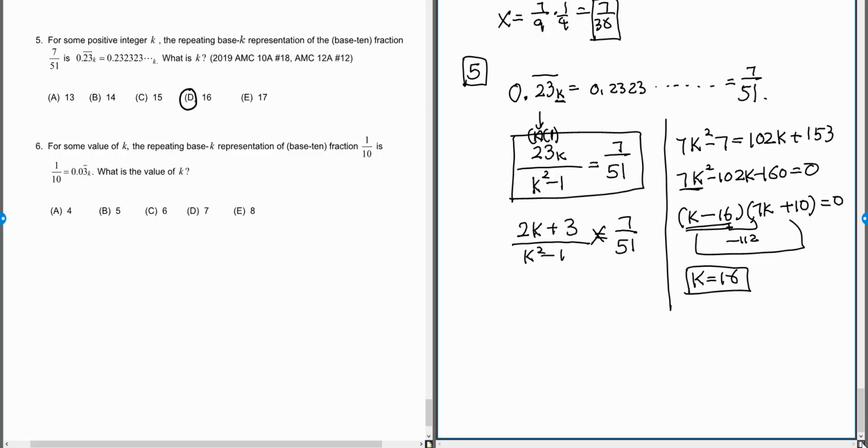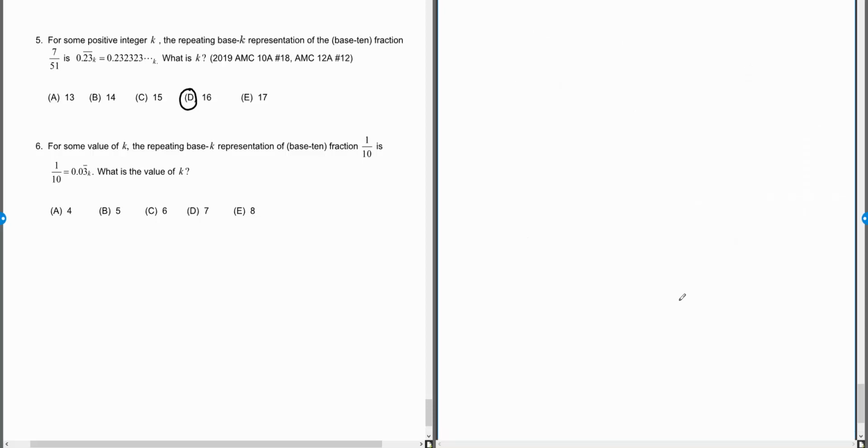The number 6 is the same kind of question. For some value of k, the repeating base k representation. So we got this one.